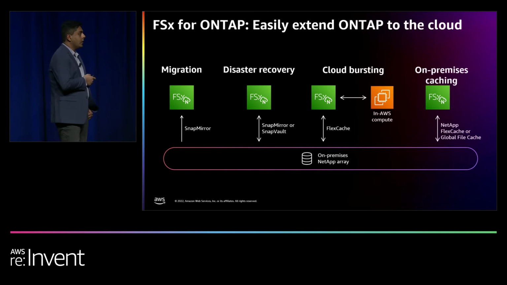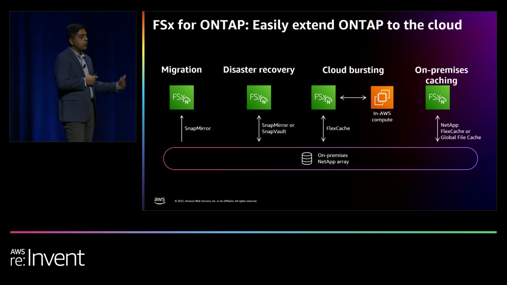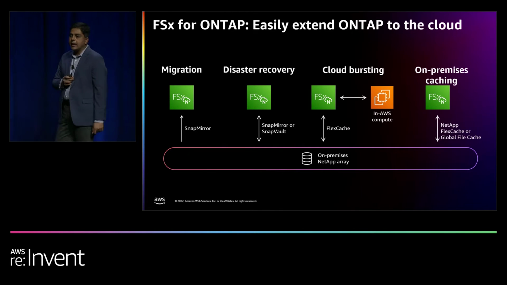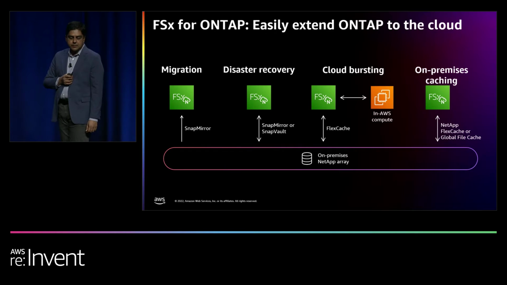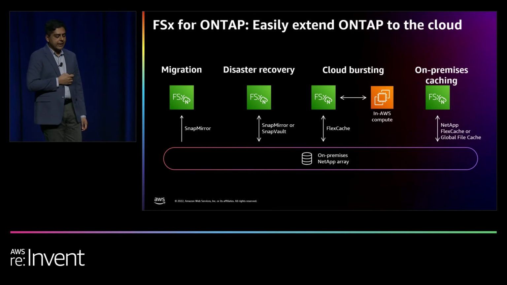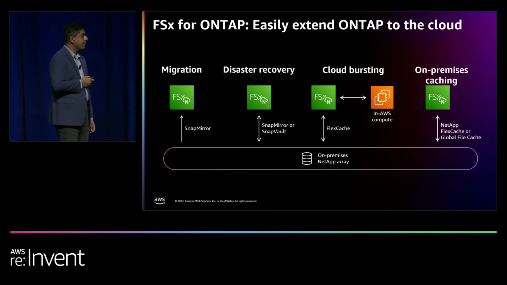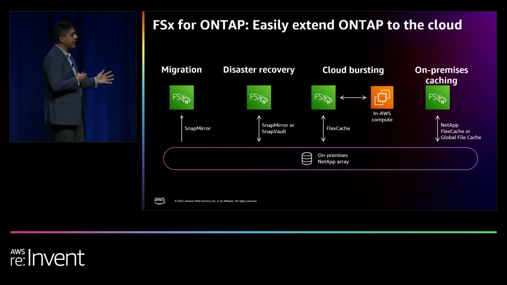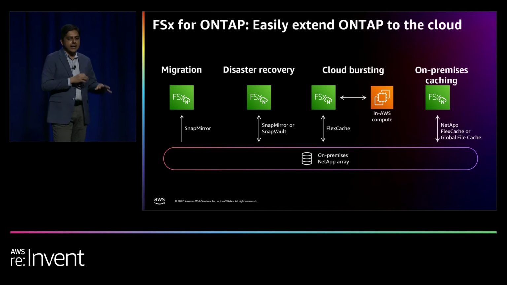And then, flipping this caching model the other way around, you can also run your workloads on premises while storing your primary data in the cloud on FSx, by using on-premises caching mechanisms using capabilities on NetApp like FlexCache or Global File Cache. So it's really all of these different ways you can extend ONTAP to the cloud. You can have different locations for your compute and data and still have everything work together seamlessly.